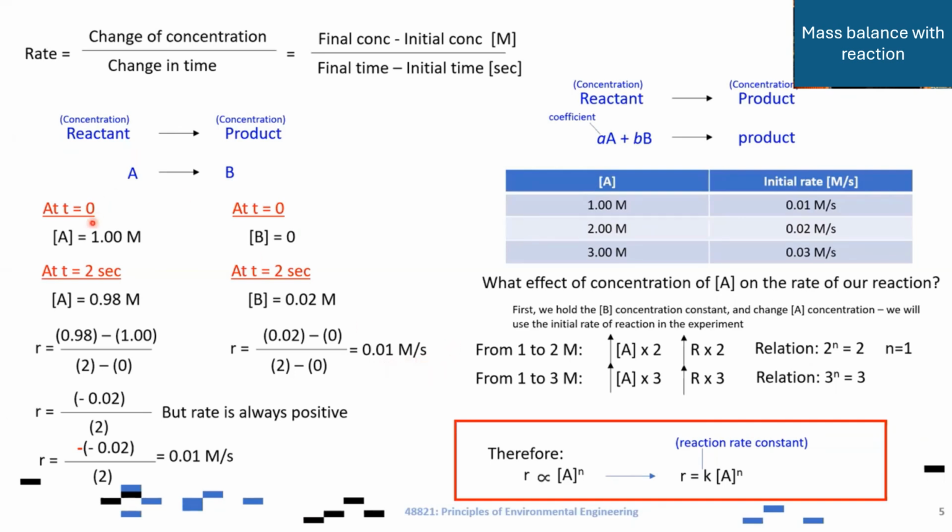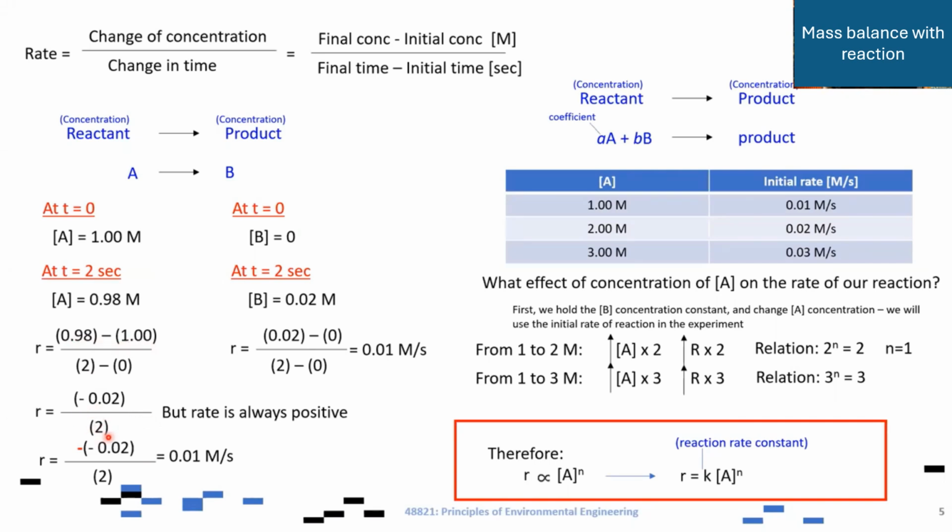So let's go towards the reaction rate calculation of the reactant. Now for the reactant, the final concentration is 0.98 molar. So we get 0.98 minus the initial concentration of 1, over 2 seconds minus 0 seconds as the initial time. If you look at it, this is negative. 0.98 minus 1 is negative 0.02 over 2 seconds here, right?